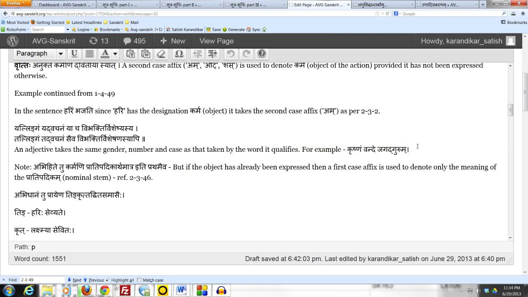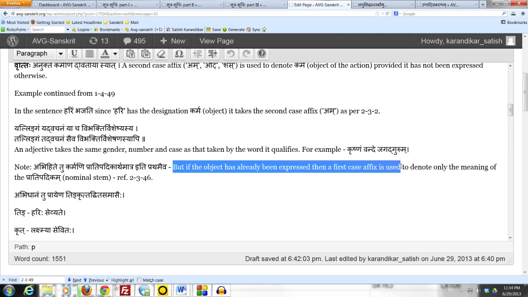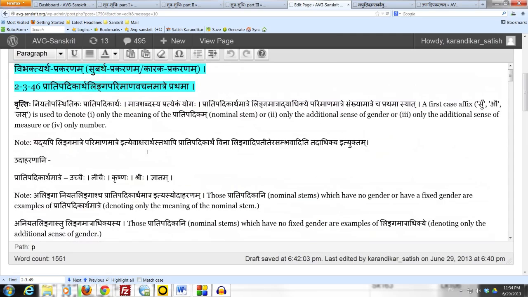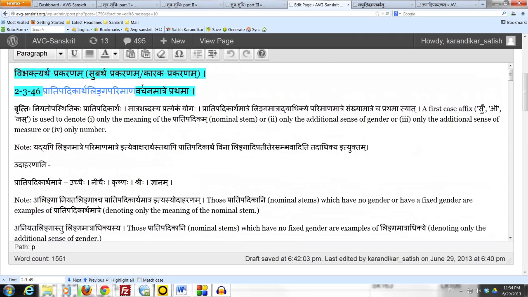Okay, now let's come to this concept of Anabhihite. The note says here, this from the Siddhanta Kaumudi, Abhihite tu karmani pratipadikarthamatre iti prathamaiva, what this means is that, but if the object has already been expressed, then a first case affix is used to denote only the meaning of the pratipadikam, nominal stem. That is by the Sutram 2346, which we have studied. Pratipadikarthalinga parimana vachanamatre prathama.